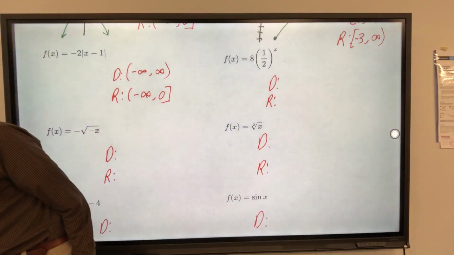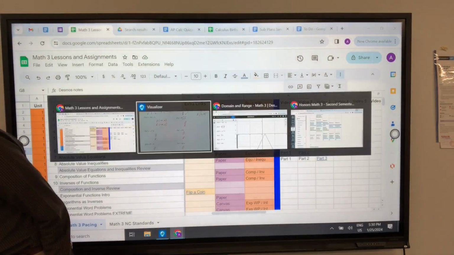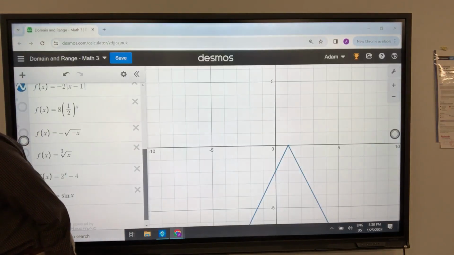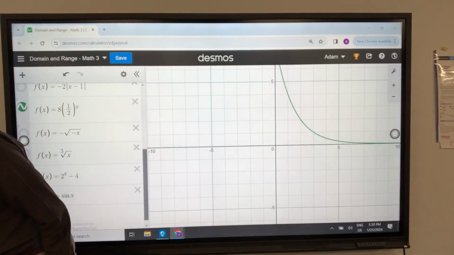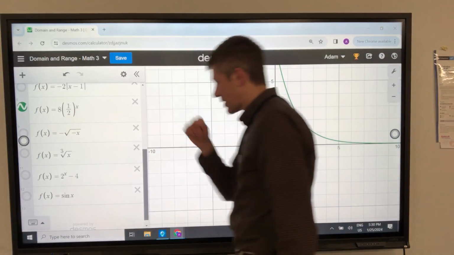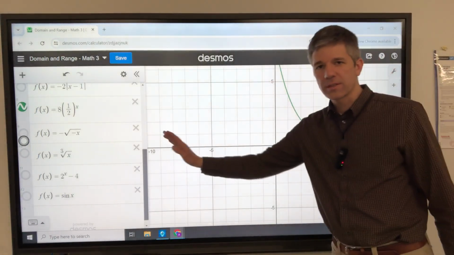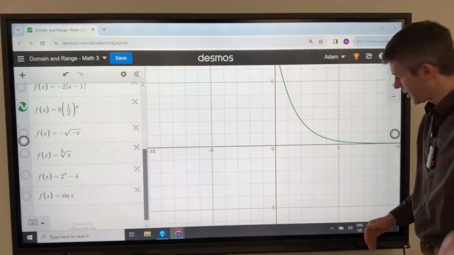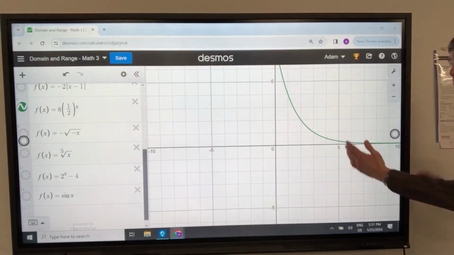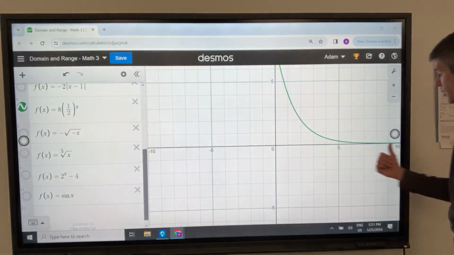Okay, next problem is not there. We'll get this right here in a minute. The next problem is that. And this one is exponential, you can kind of tell. And I wonder how far to the left it goes and how far to the right it goes. Well, let's go for the obvious. How far to the right does it go? Forever. This thing is going to go forever to the right.